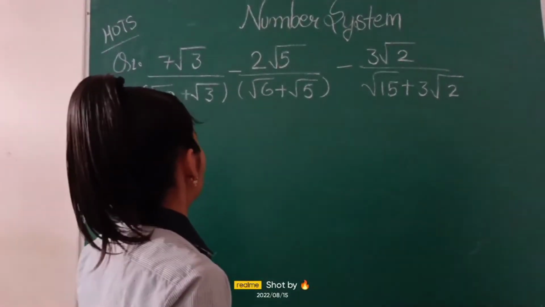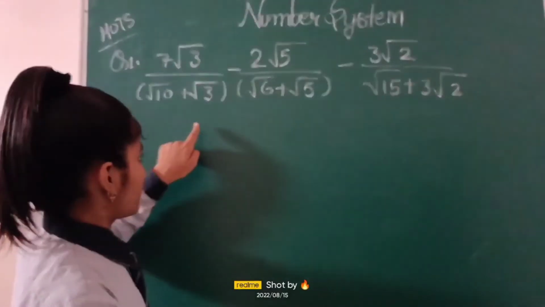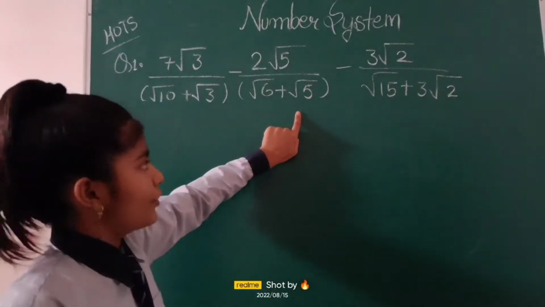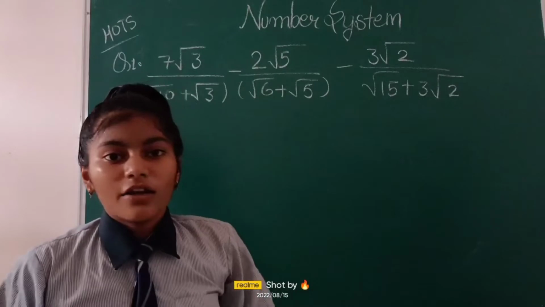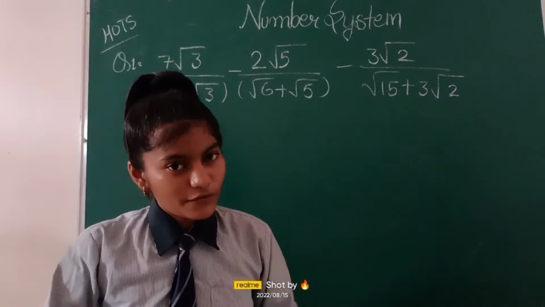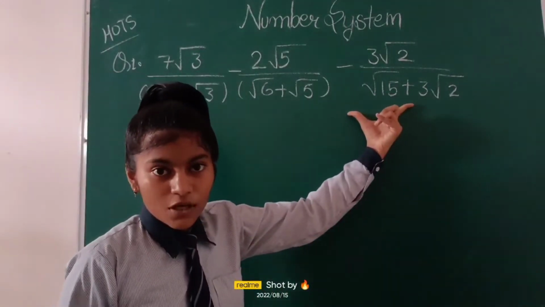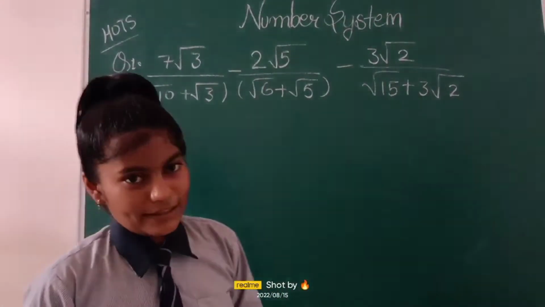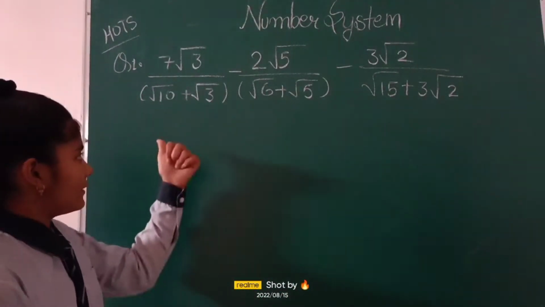So the question here is 7 under root 3 upon under root 10 plus under root 3, minus 2 under root 5 upon under root 6 plus under root 5, minus 3 under root 2 upon under root 15 plus 3 under root 2. Now let's solve this. Firstly, if you have this kind of question, take these parts. This is one term, second term, third term. Firstly solve each term by rationalizing them. So firstly, let's rationalize this term first.